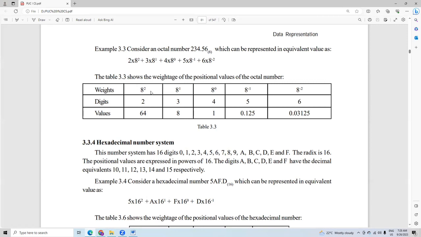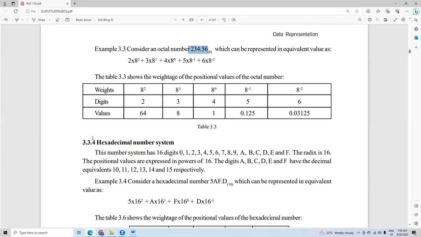So 2 into 8 raised to 2, 3 into 8 raised to 1, 4 into 8 raised to 0, 5 into 8 raised to minus 1, 6 into 8 raised to minus 2. After manipulating all these values, we get these values. If you sum these values, you will come to know the final value, 234.56, right?